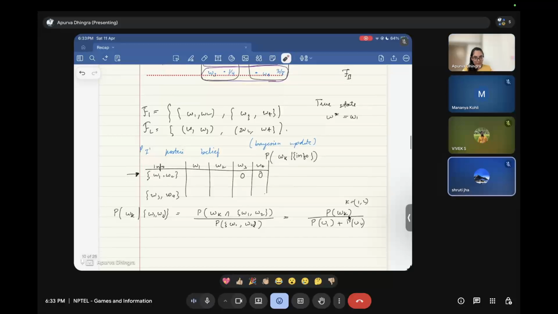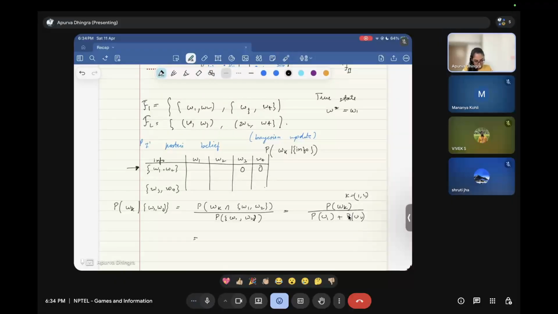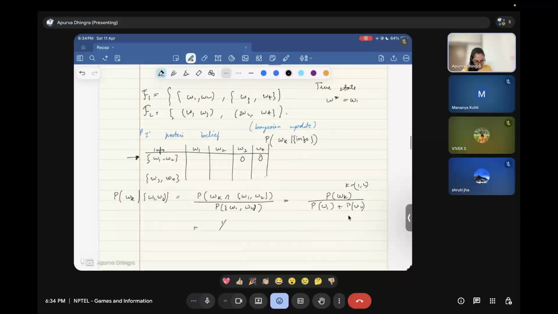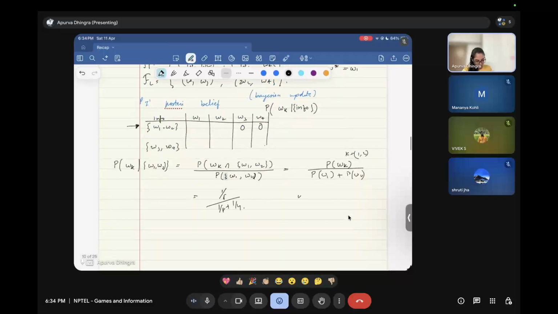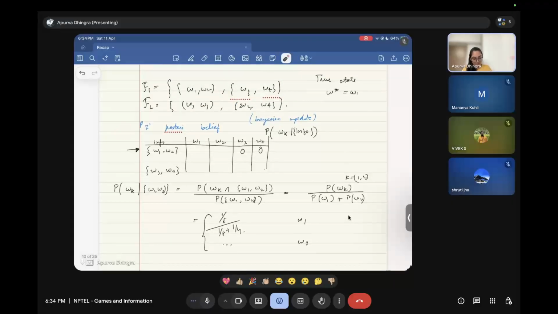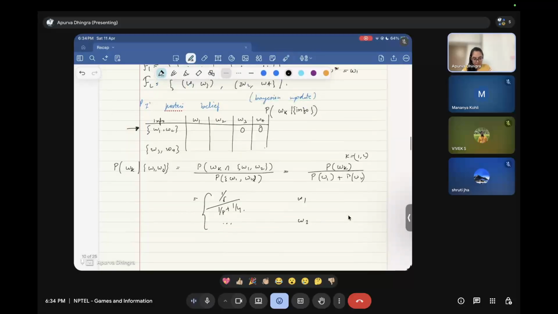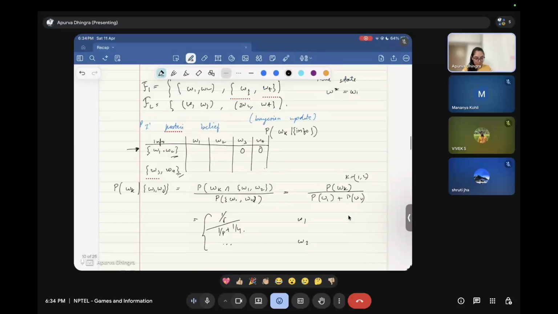Makes sense. So if you do that, this turns out to be 1/8 divided by 1/8 plus 1/4 for omega 1, and for omega 2 the remaining. Similarly you can solve for the other ones and fill this table. This is the belief of one player. Similarly, you can create the belief table for the other player, but then the information you have to be careful about is their information set.